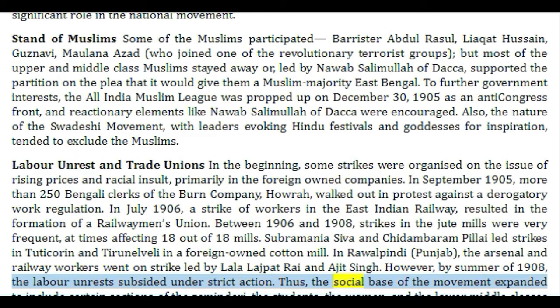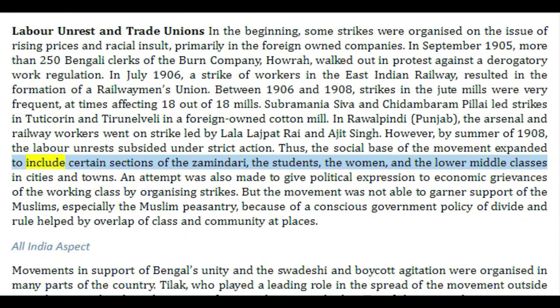Thus, the social base of the movement expanded to include certain sections of the Zamindari, the students, the women, and the lower middle classes in cities and towns. An attempt was also made to give political expression to economic grievances of the working class by organizing strikes. But the movement was not able to garner support of the Muslims, especially the Muslim peasantry, because of a conscious government policy of divide and rule, helped by overlap of class and community at places.